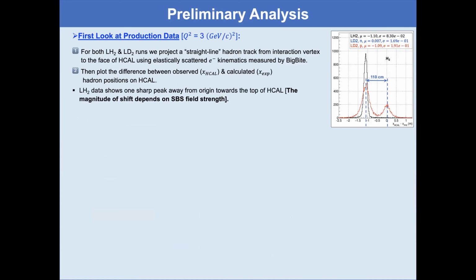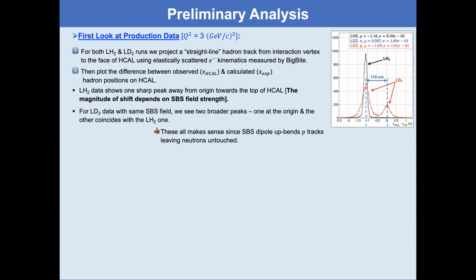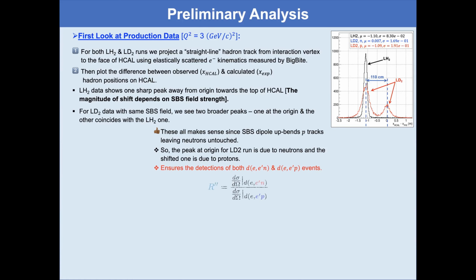For LH2 data, this is a sharp peak shifted away from the origin, indicating deflection towards the top of HCal, whereas for LD2, there are two broader peaks, one at the origin and another that coincides with the LH2 peak. This is exactly what we expect since the SBS dipole upbends protons. So for LD2 data, the peak at the origin is due to neutrons and the shifted one is due to protons. This ensures detection of both quasi-elastic electron-neutron and electron-proton scattering, which is necessary to get the ratio R double prime.